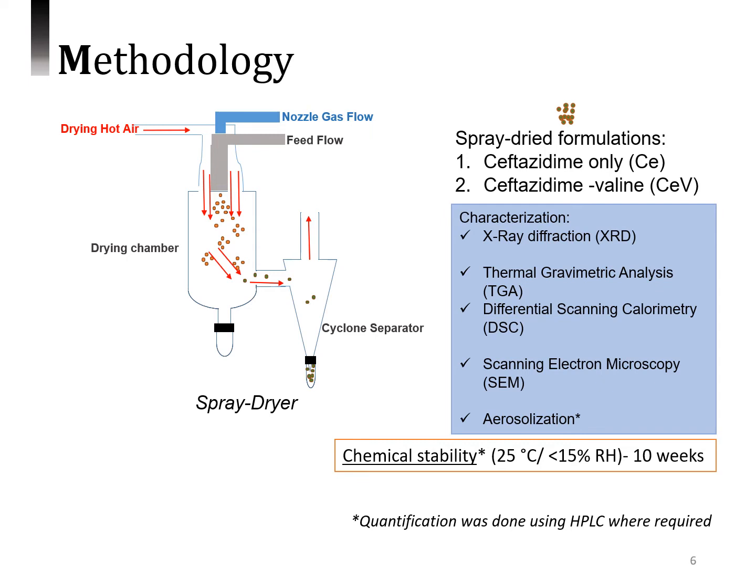Here, two different spray dried formulations were prepared. The first was drug only, ceftazidime or C, and the other with valine, ceftazidime valine or CEV. The amino acid was used in 1:1 molar ratio with ceftazidime, and a feed concentration of 0.2% weight by volume was used in both the cases. Following production, a complete characterization was done using different spectroscopic as well as thermal techniques. In addition, chemical stability was assessed at the end of 10 weeks in low humidity condition at 25 degrees Celsius.